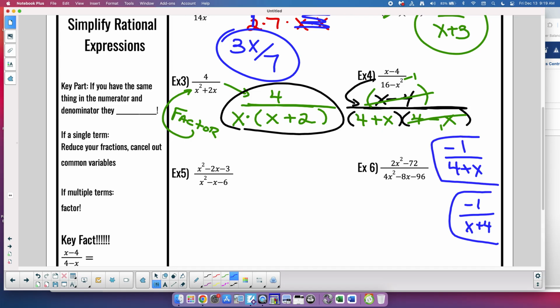Because addition doesn't matter. Like, hey, what's 2 plus 3? 5. What's 3 plus 2? See, it doesn't matter. Okay. All right.